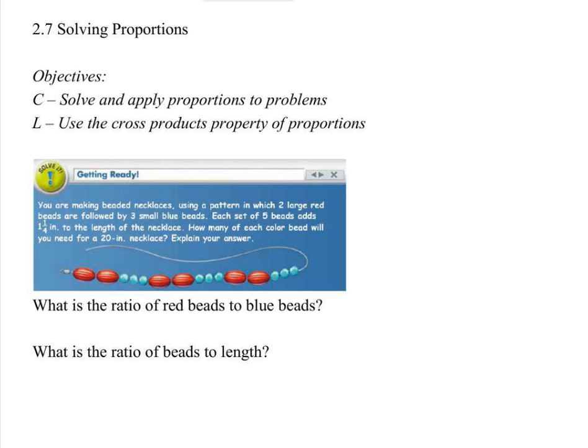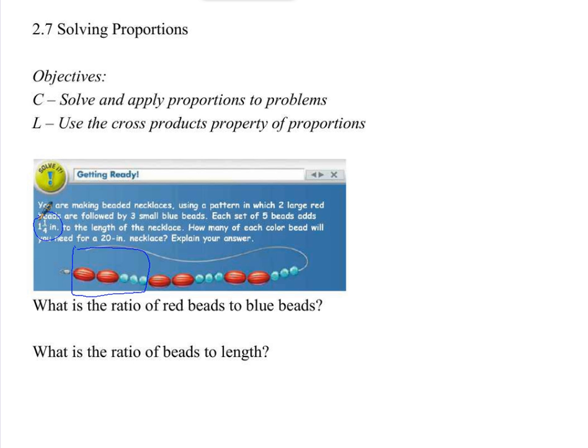We're making beaded necklaces using this pattern right here. We have 2 red beads, the bigger ones, and then 3 blue beads, the little ones. Each set of 5 beads, so that means that right there would be a set of 5 beads. And then this is a set of 5 beads, this is a set of 5 beads. Each set of 5 beads adds 1 1/4 inches to the length of the necklace. How long do we want our necklace to be?